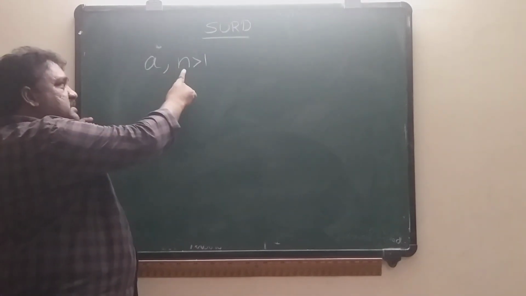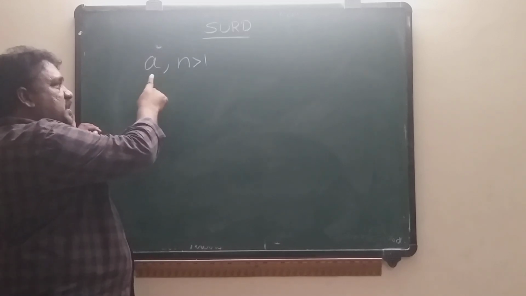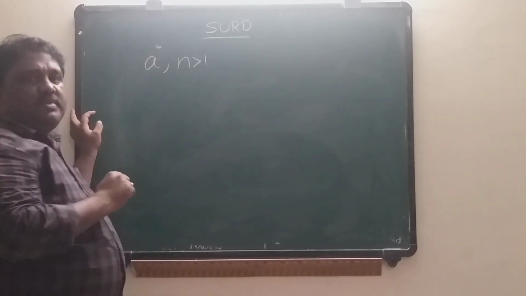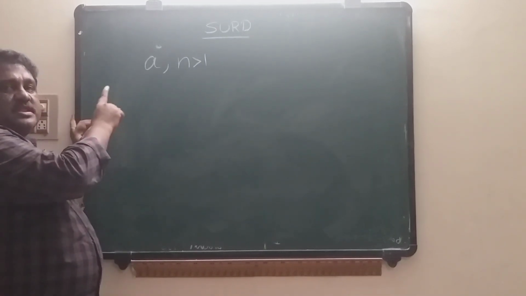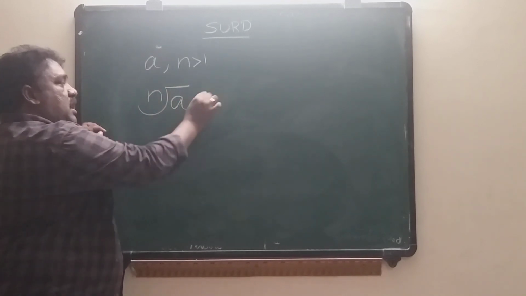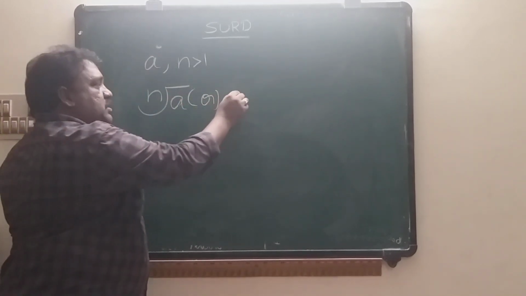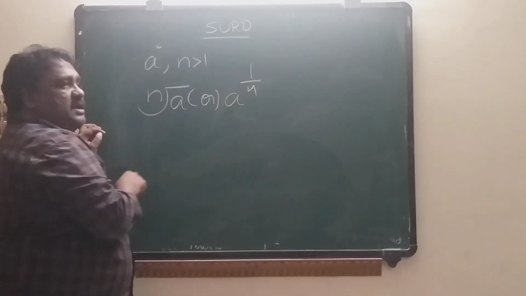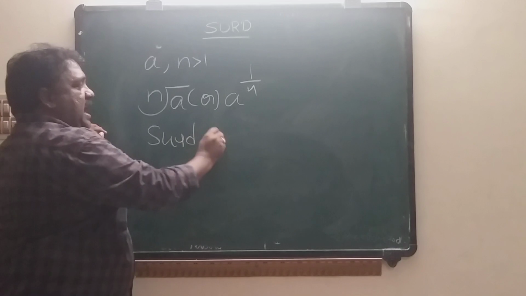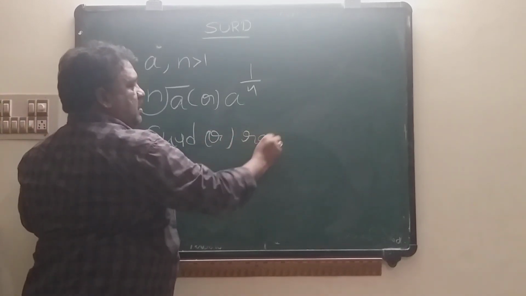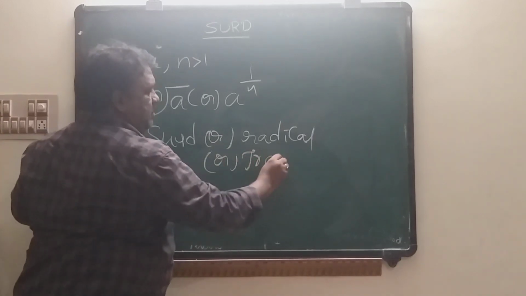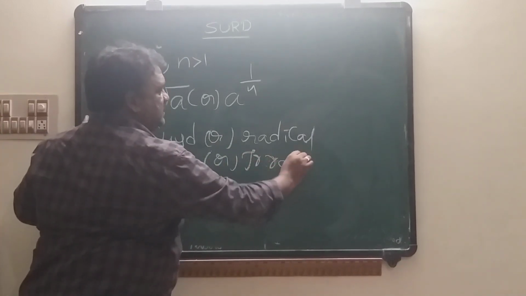N is greater than 1, A is a positive rational number which is not the nth power of any rational number, then nth root A or A to the power of 1 by n is known as surd or radical or irrational number. So all are the same.